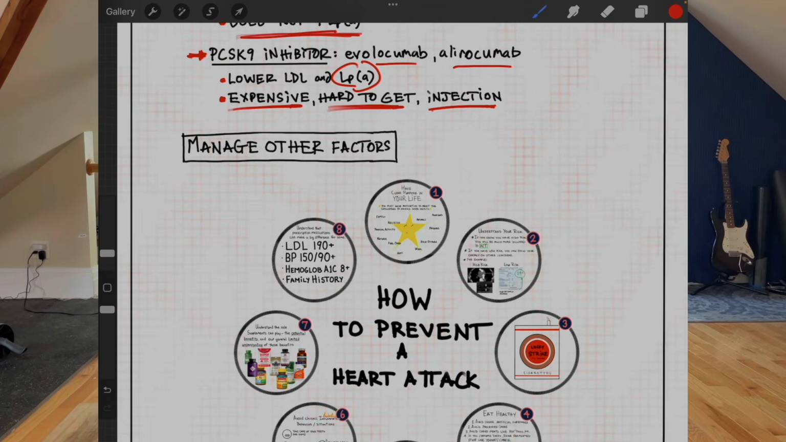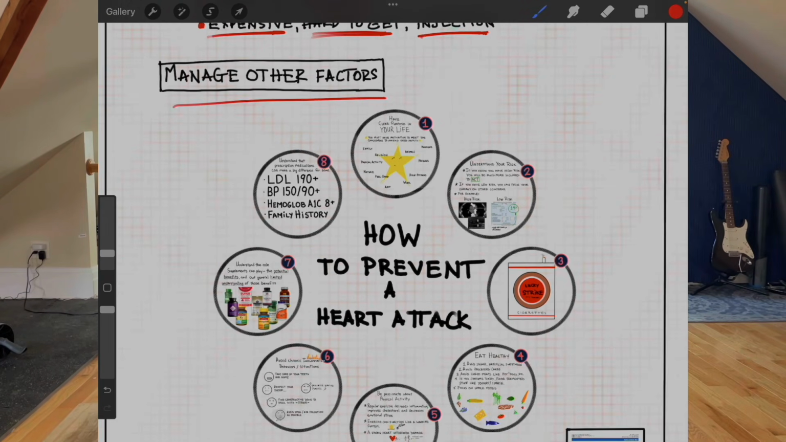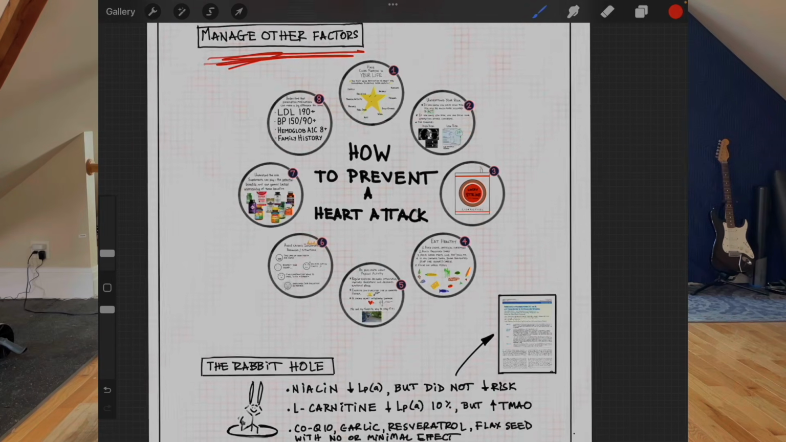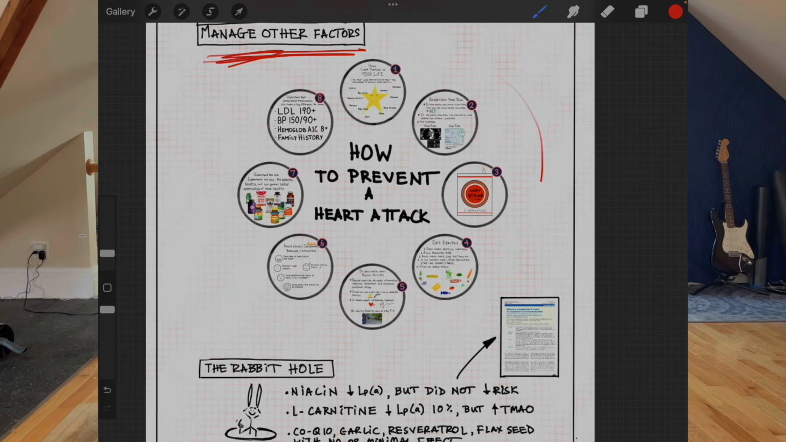Other choices here. Well, obviously, you manage your other risk factors, and that's represented in this diagram here, where I'll be going through these in other videos.